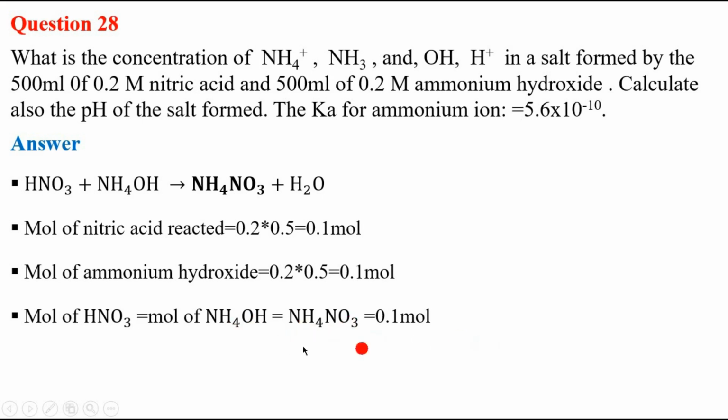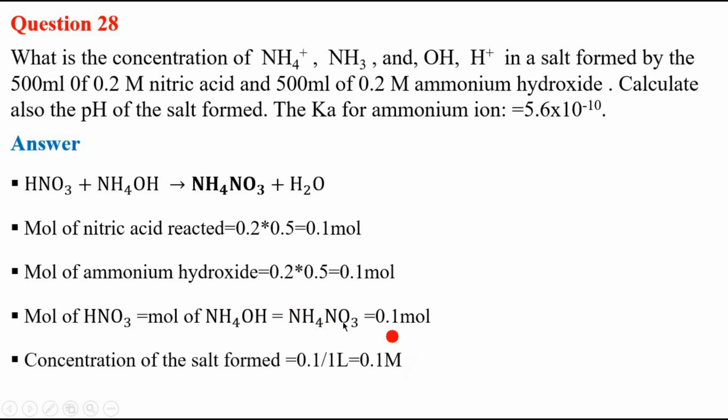But in its solution, this will not be a salt, it will be ammonium ion and nitrate. Then we can calculate the concentration of the salt, because they are saying the salt that will be formed has 0.1 mole in a total volume. The volume here is 500 milliliter plus 500 milliliter, that means a volume of 1 liter. So the concentration of the salt that will be formed is equal to 0.1 mole of the salt divided by the volume of 1 liter, then you get 0.1 molar of the salt.